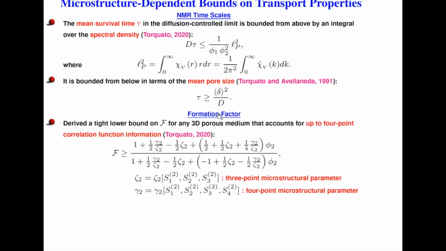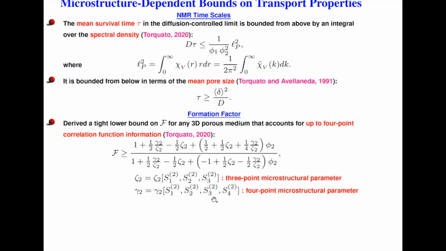Now, the formation factor, again, I'm not going to have time to really describe this, but I just want to give you a flavor. For the formation factor, there's a really good estimate that involves up to 4-point correlation function information. It's given by this, where this is the volume fraction of the solid phase. And then zeta-2 and gamma-2: zeta-2 is a 3-point integral involving up to 3-point probability functions, and gamma-2 involves up to 4-point information. So these are functionals that involve, in particular, integrals over these quantities that I'm not going to describe.